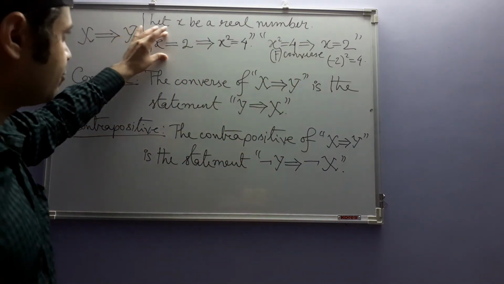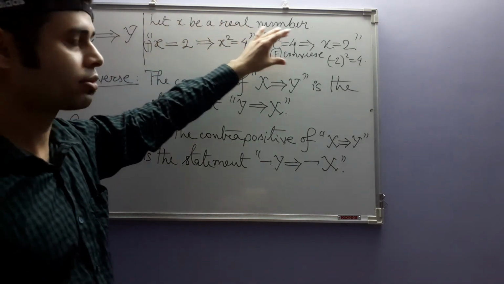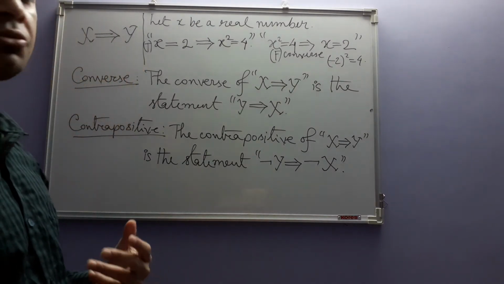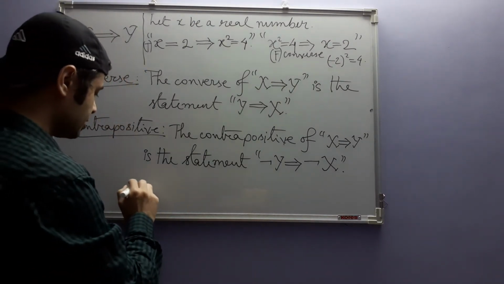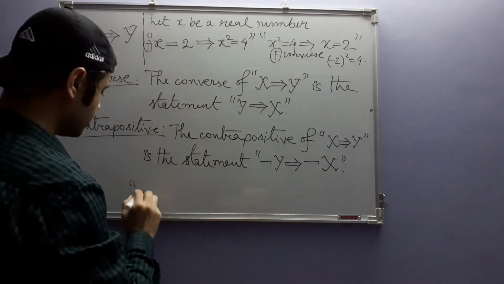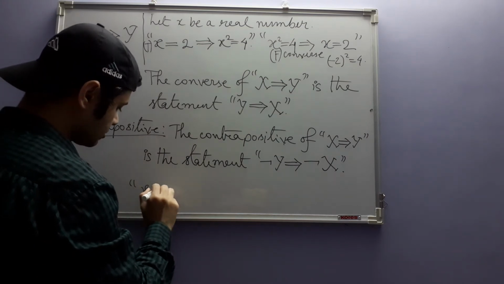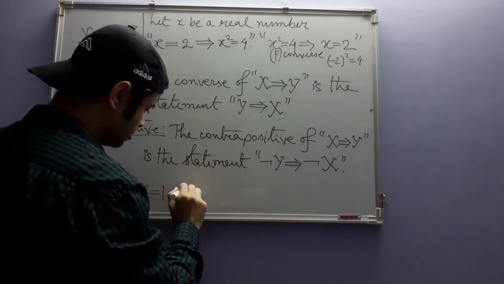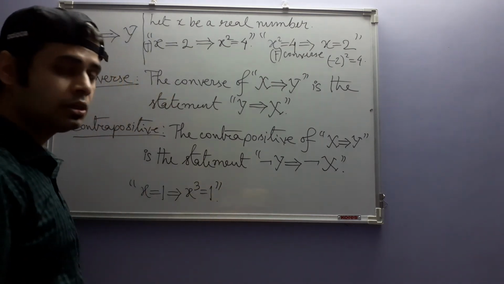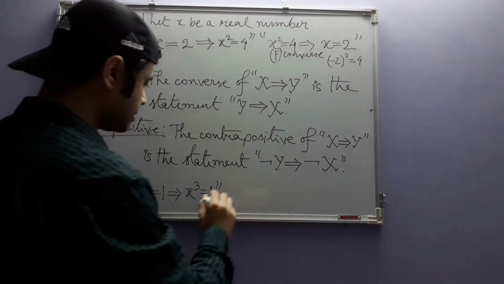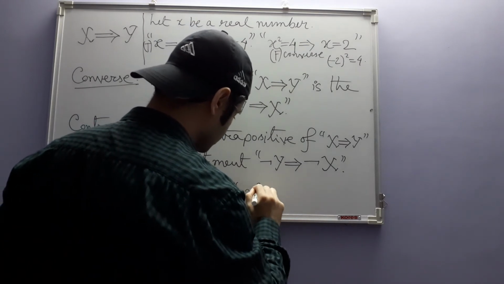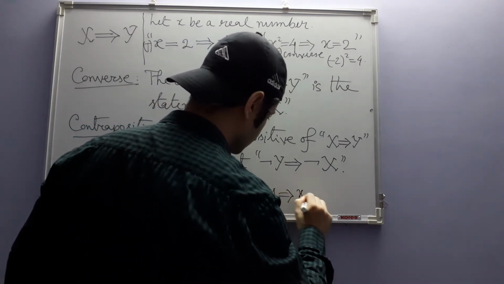Okay, so if an implication is true, the converse may not be true. It may be false. However, it may not be false either. That's also not always the case. You look at this example. Under the same condition that x is a real number, you look at this statement. X is equal to 1 implies x cube is equal to 1. This is our implication. What is its converse? Its converse is x cube is equal to 1 implies x is equal to 1.